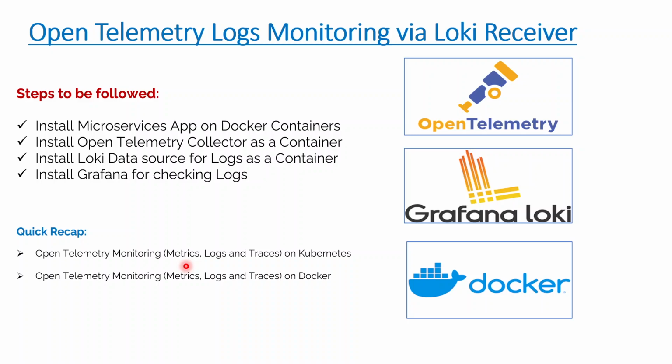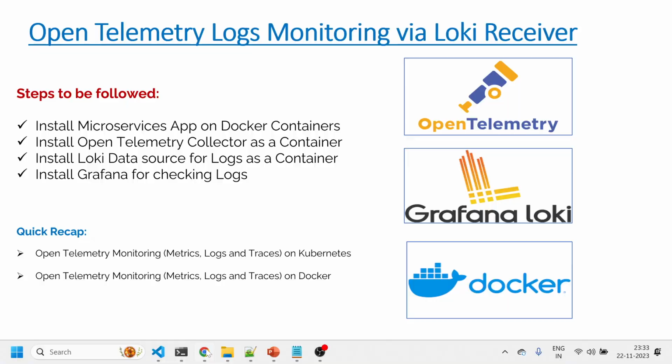To accomplish this, we'll first of all install a microservices app as a Docker container. Then we'll install OpenTelemetry Collector as a container, and then we'll install Loki as a data source, also as a container, so that we can send the logs to the data source. And finally, we'll see all the logs on Grafana just to make sure that everything is coming properly. Okay, so let's quickly get started before we waste any more time.